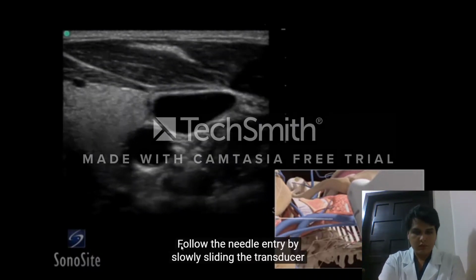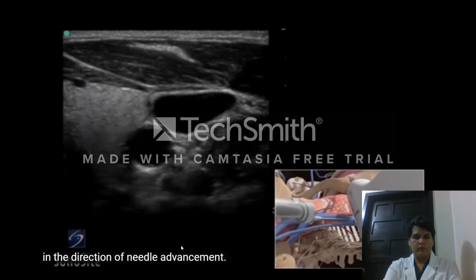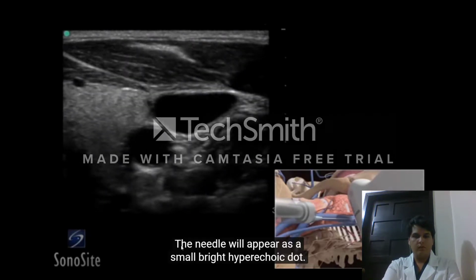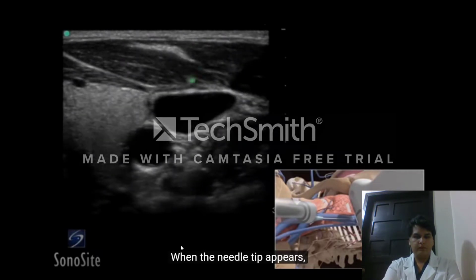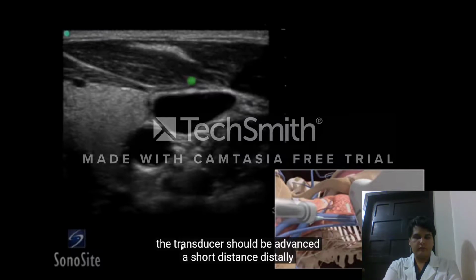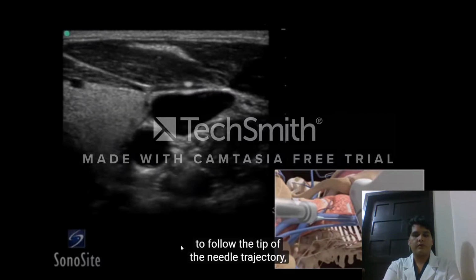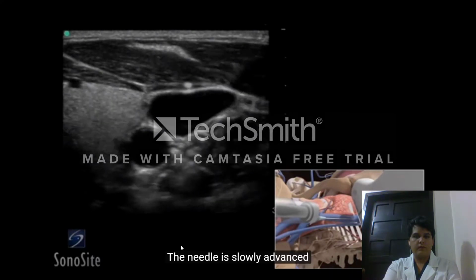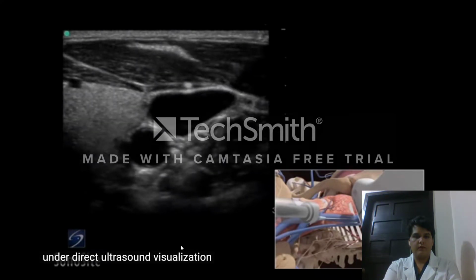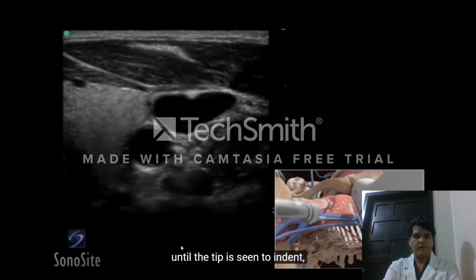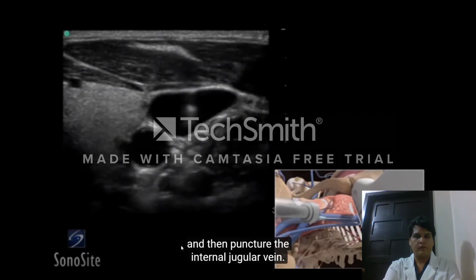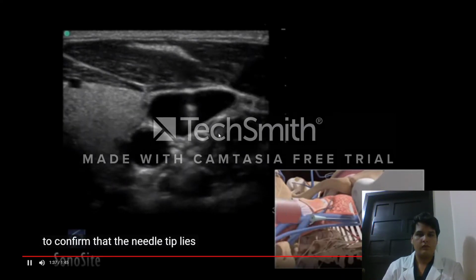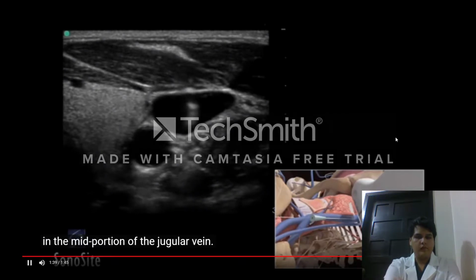Follow the needle entry by slowly sliding the transducer in the direction of needle advancement. The needle will appear as a small, bright, hyperechoic dot. When the needle tip appears, the transducer should be advanced a short distance distally to follow the tip of the needle trajectory and stay in advance of the needle entry. The needle is slowly advanced under direct ultrasound visualization until the tip is seen to indent and then puncture the internal jugular vein. The transducer should be moved slightly proximally and distally to confirm that the needle tip lies in the mid-portion of the jugular vein.